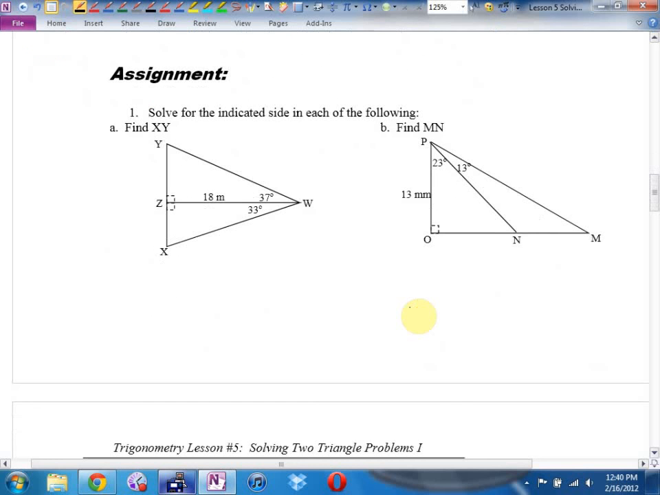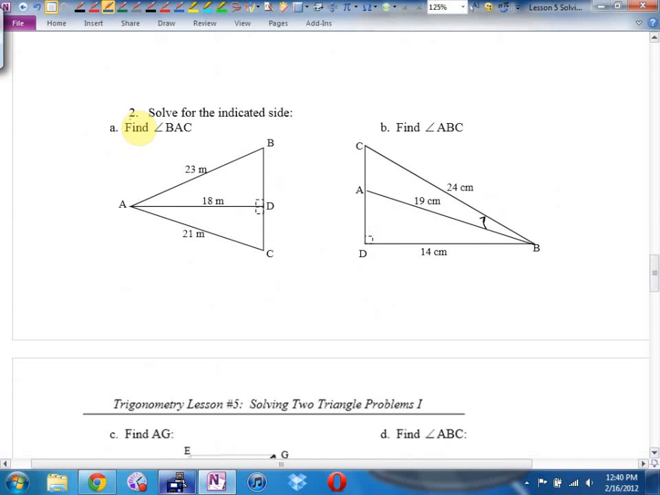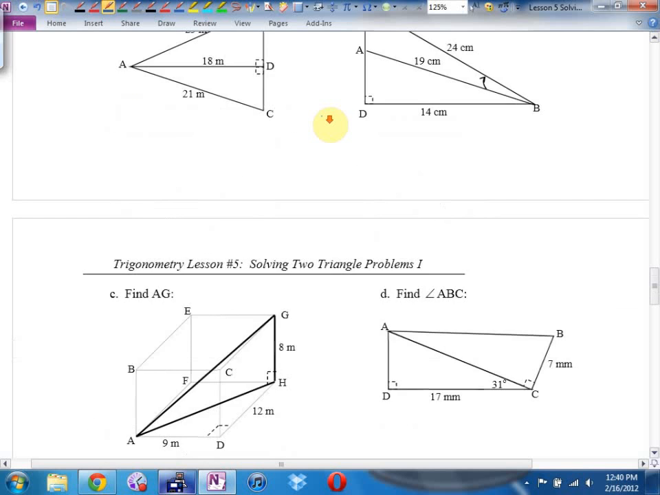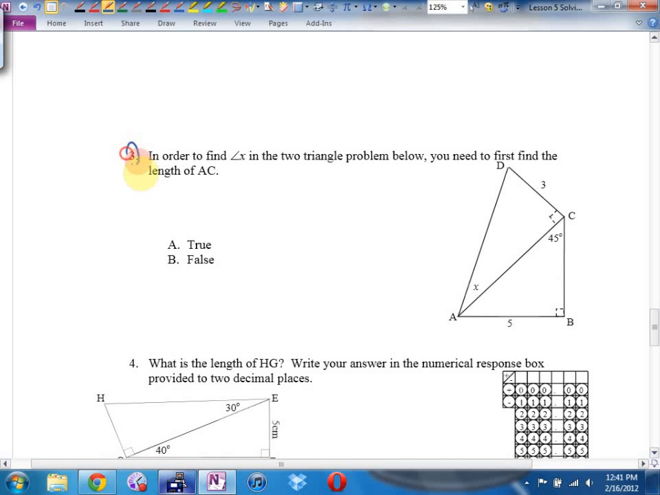Homework. Number 1. Number 2. Number 2 says solve for the indicated side, and then it says find angles. It really should say solve for whatever's indicated, side or angle. Find what they tell you to find. Number 3.